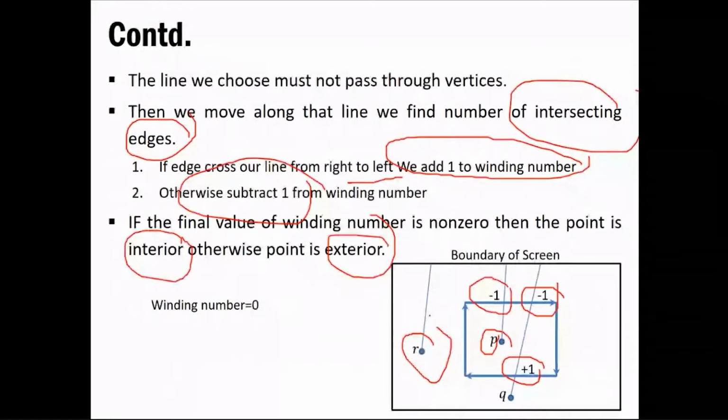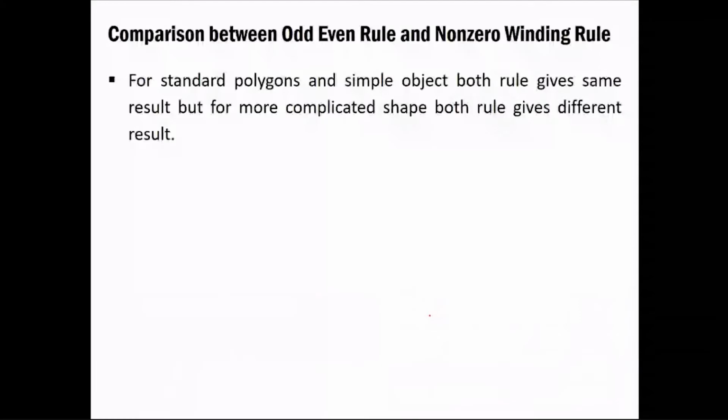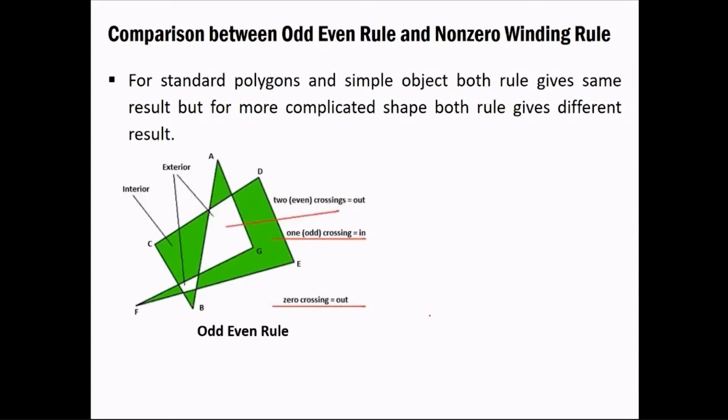So a very simple thing is given over here for basic checking, or if you are working at some stage and you need to know whether the thing is inside or outside, you can simply apply it. Now, this is for standard polygon comparison between the odd even rule and the non-zero winding rule. For standard polygons and simple objects, both rules give the same result, but for more complicated shapes, as I told you earlier, if you have curved surfaces or some shape like this, then it will be very difficult for you to get an accurate result.